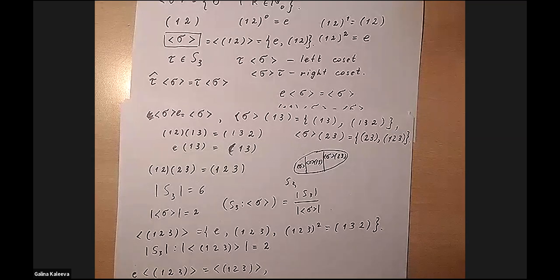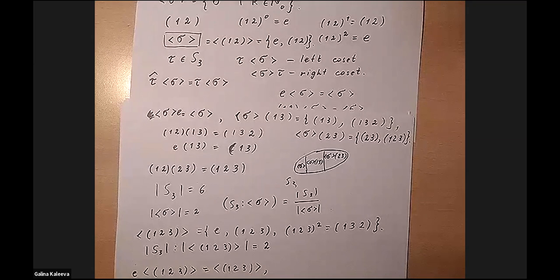What do we know about the next coset? How many elements are there in each coset? 3. Why? Because there are already 3 elements in our cyclic group. We have 6 elements in total, but we have 2 cosets, so we already have 3 elements in the first coset. So in the second, we also have to have 3.